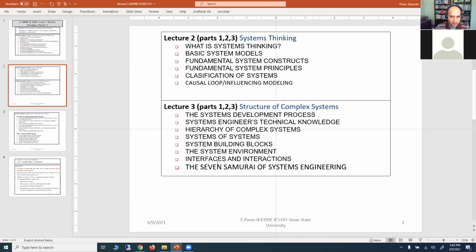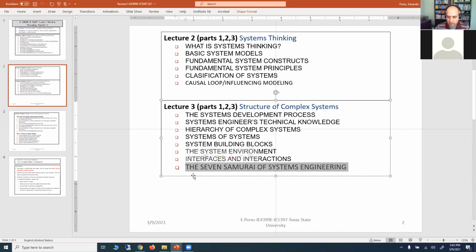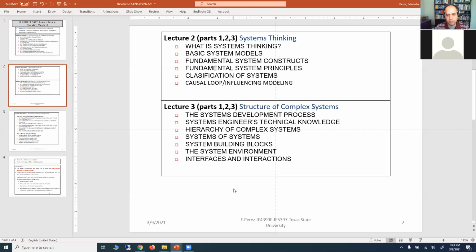There's one topic here. I skipped this one, so I'm going to remove this. I skipped this one because of the winter storm. So I needed to look at where to cut some of the material. I might talk about this towards the end of the semester if we have more time, but you shouldn't worry about that. Okay, so Samurai, 7 Samurai, that's not part of the exam.